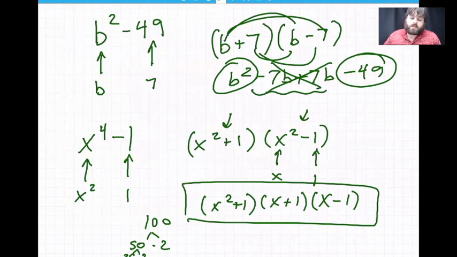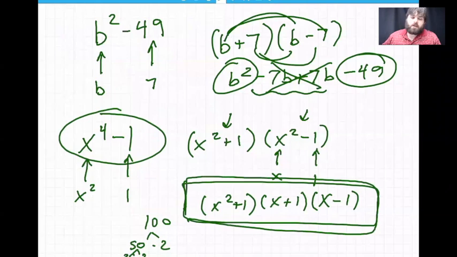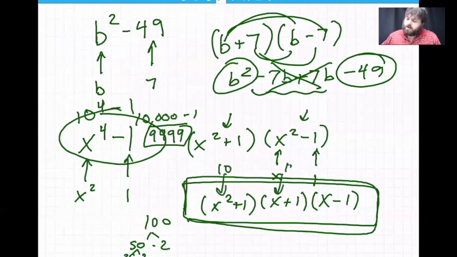Or if you wanted to use testing strategies from week 2, you could pick x equals a number, and you would see that x to the 4th minus 1 and this factorization are the same no matter what x you pick. I could pick x equals 10. 10 to the 4th minus 1. 10 to the 4th is 10,000. Minus 1 is 9,999. If I plug in x equals 10 here, and here, and here, I'm going to get 9,999. That's another way to show that 2 things are equal, is if for every x, they're equal. That's what it means to be the same thing.